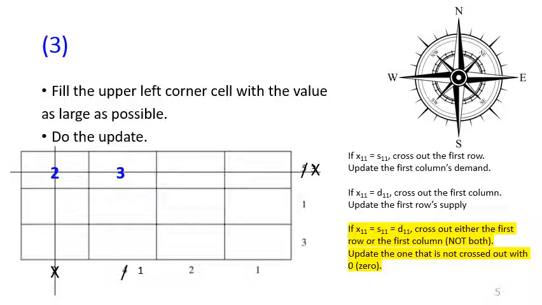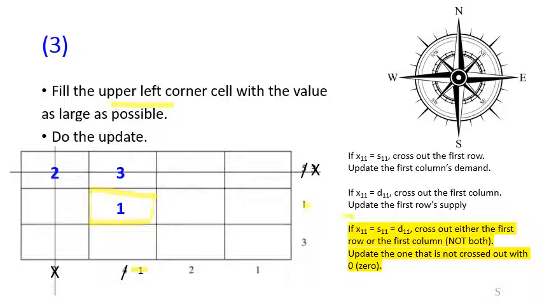Now repeat the same thing. Find the upper left corner. So now because the first column has been crossed out and the first row has been crossed out, this is the most upper left corner that we may fill. Now you see that in this case, the supply for the second row is 1 unit. The remaining demand for the second column is also 1 unit. So the largest possible value that we may fill in that cell is also 1 unit.